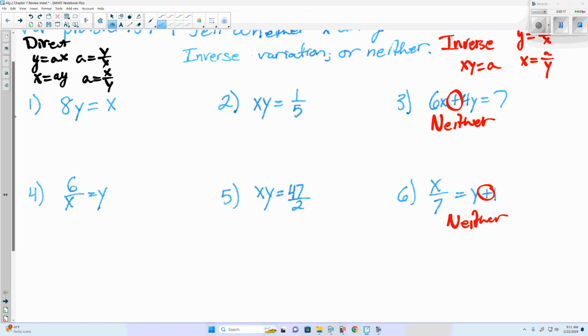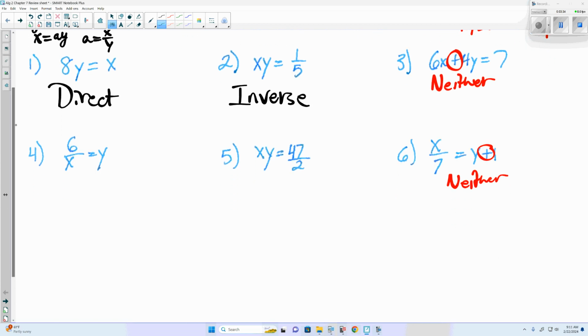Let's look at number 1. 8y equals x. Direct, inverse, or neither? Direct. Number 2, inverse. Number 6, or 4, not 6, inverse. And number 5, inverse.